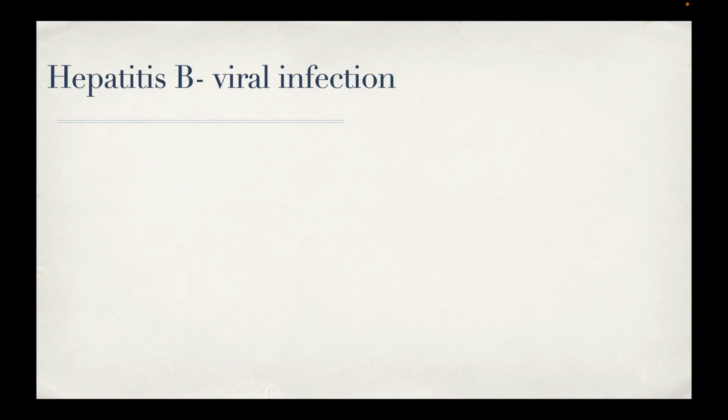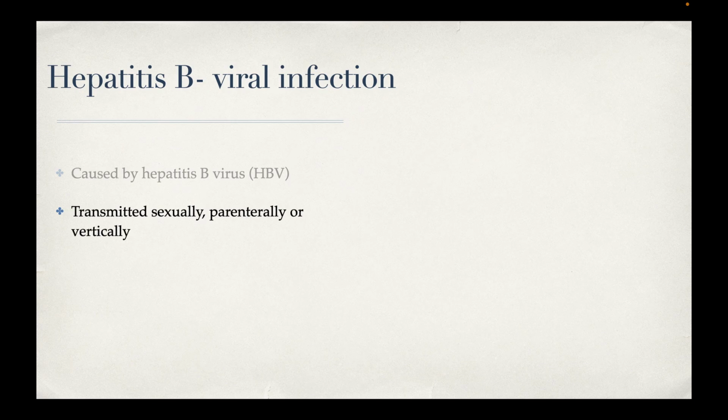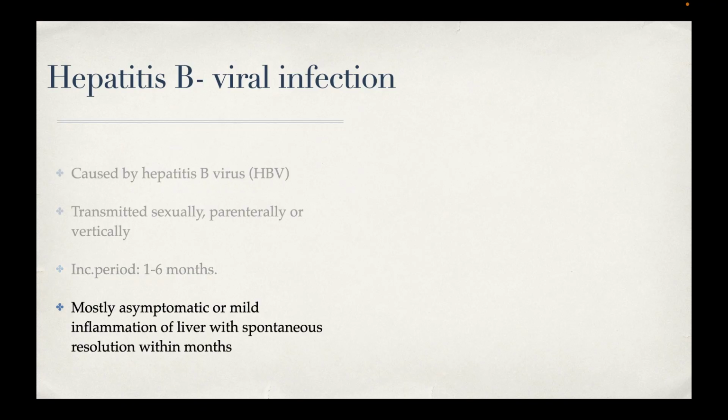The hepatitis B viral infection is caused by the hepatitis B virus. It is transmitted sexually, parenterally, or vertically with an incubation period of about 1 to 6 months. Mostly, people remain asymptomatic, but sometimes may have mild inflammation of the liver, which resolves spontaneously within months.